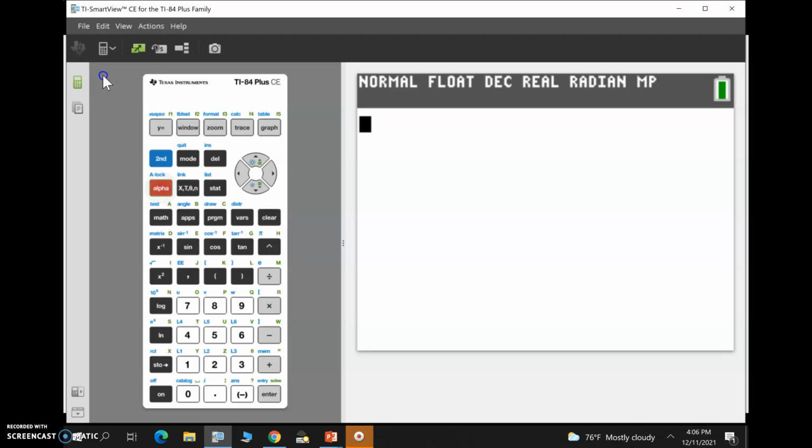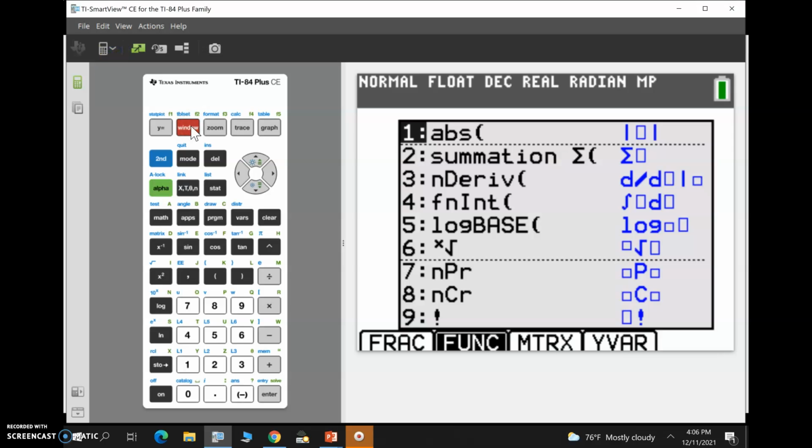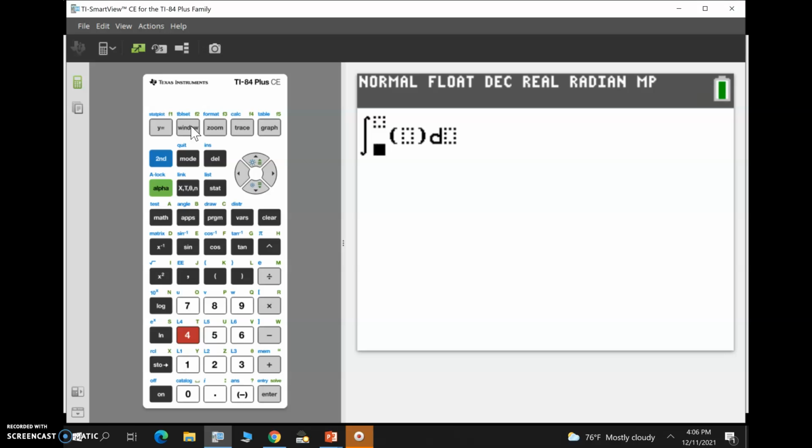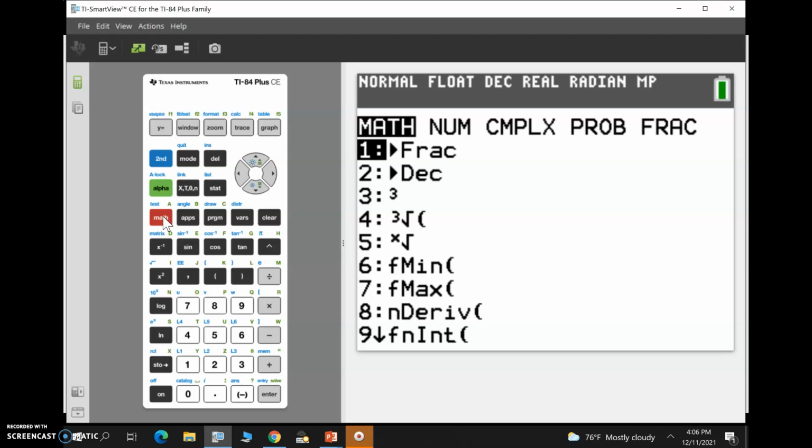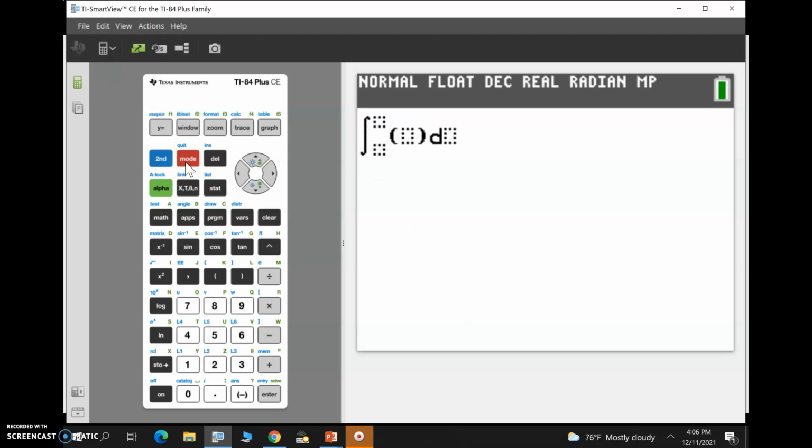Alright, so again, a couple of ways that you can get to that. Integration. So we can do alpha window and choose number 4, or we can go to math and choose number 9. So either one's going to put that integral on our calculator. So we could go through and put in our 0 and our 3 and our function. So 4x minus x squared, and then of course that's in terms of x.